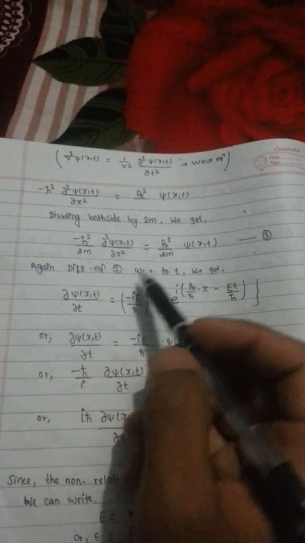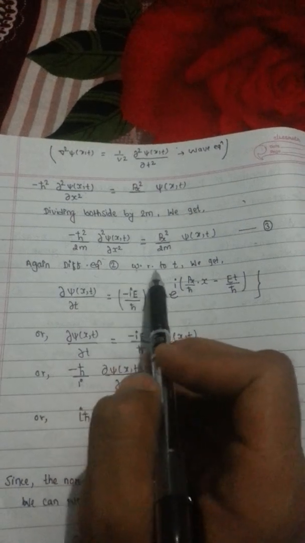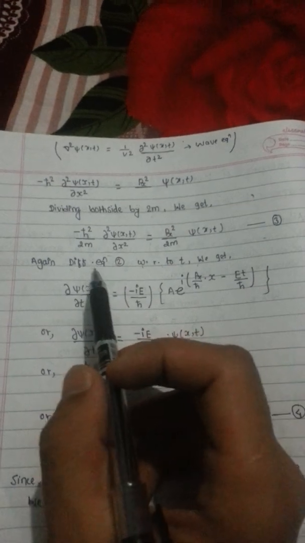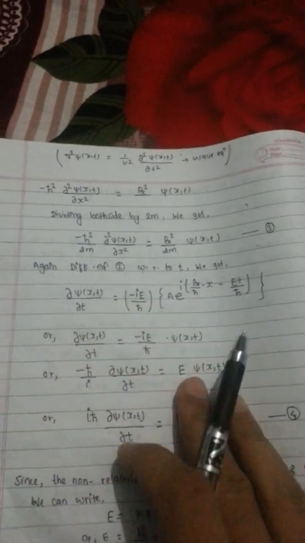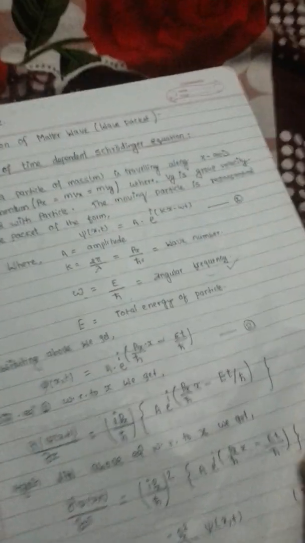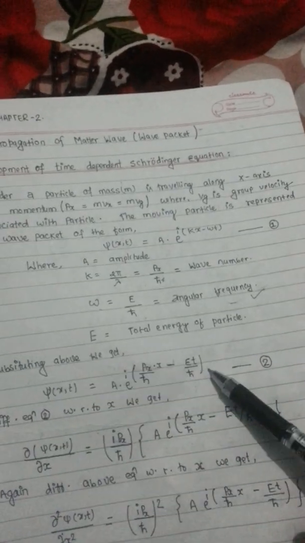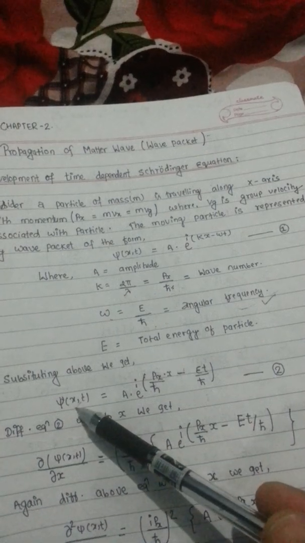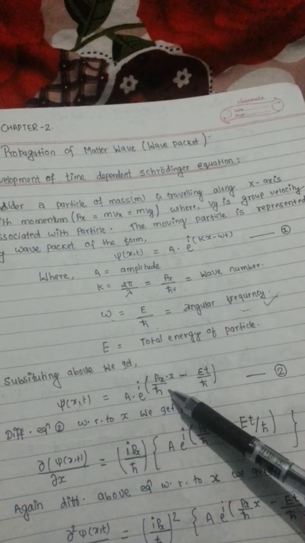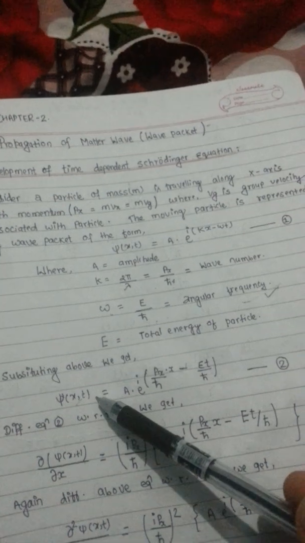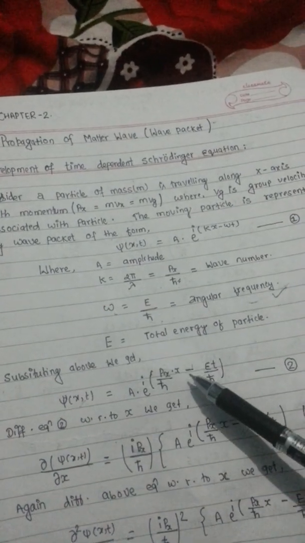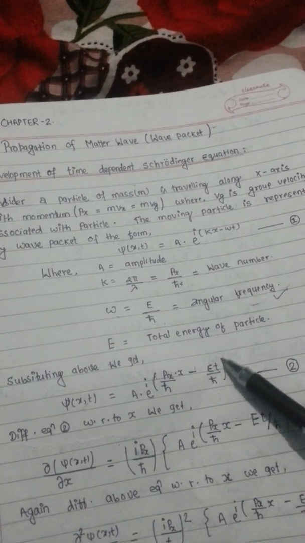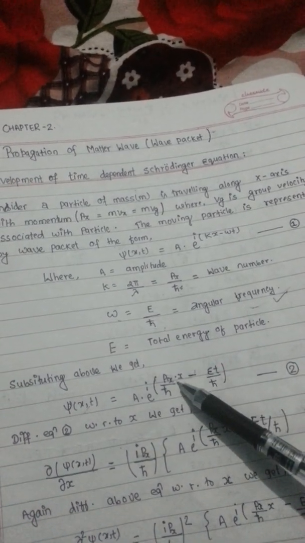This is equation 3. We again differentiate equation 2 with respect to time, as we need to develop the time dependent Schrodinger wave equation. First of all, we differentiated about the position x, and the second time we differentiate about the time t. Here the time t is a function of this; here it is not a function of time.